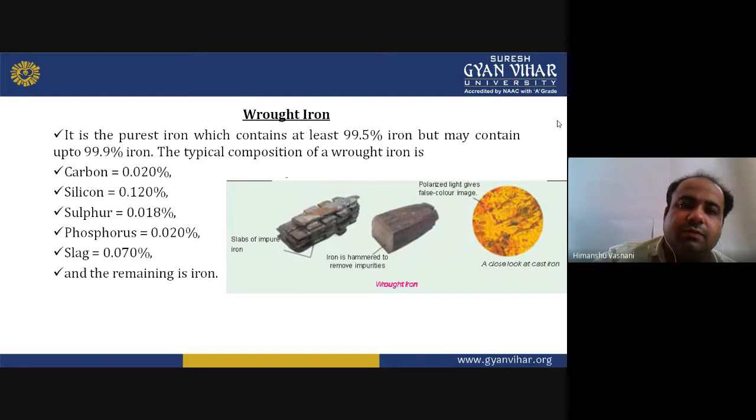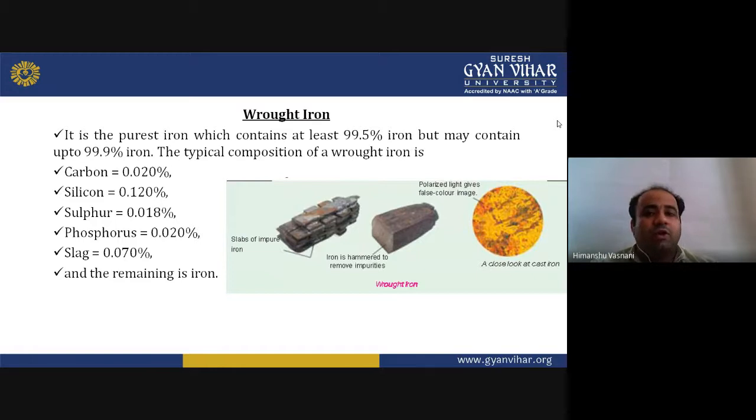Let's go further. Now the wrought iron, one of the most important ferrous metals, that should be known to you. It is the purest iron, which contains at least 99.5% iron, but may contain up to 99.9% iron. The typical composition of wrought iron is carbon 0.02%, silicon 0.1 to 0.12%, sulfur 0.018%, phosphorus 0.02%, and slag 0.07%.